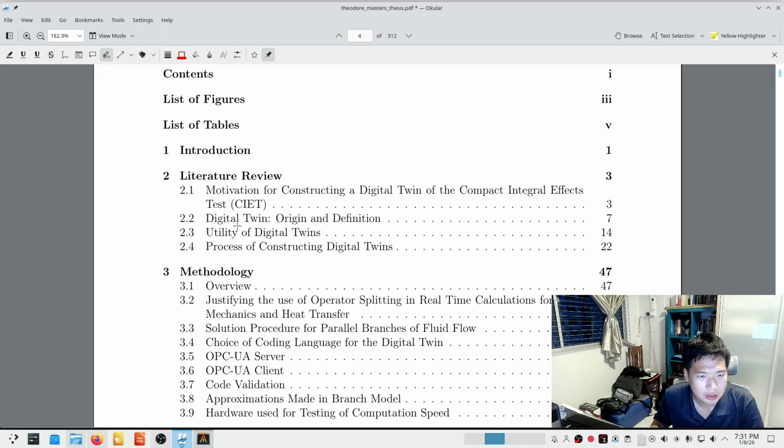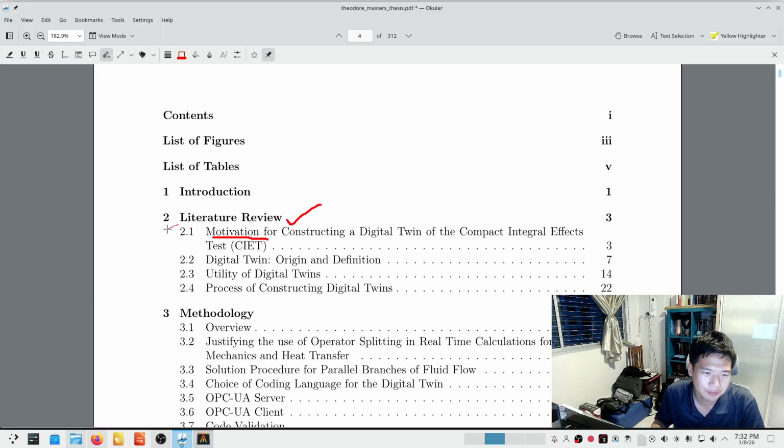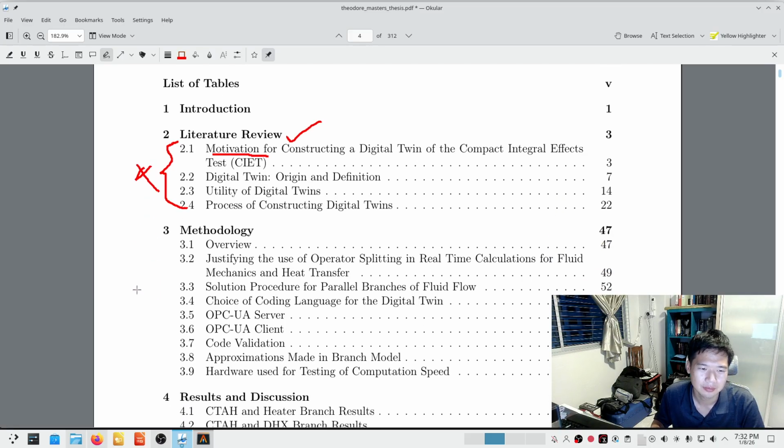So what was my thesis like? Okay, I talk about motivation, which I already covered. So this part, I actually look into literature of what digital twins are. How do I define it? Unless you're really interested in digital twins, this part I kind of skip.